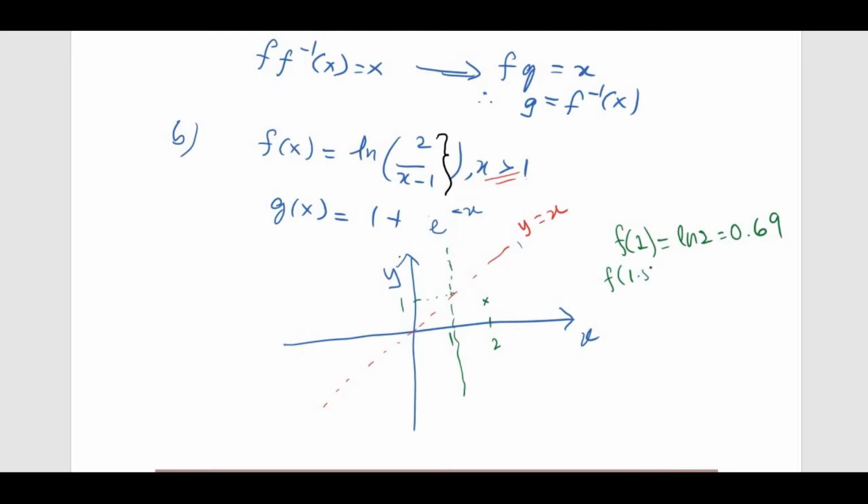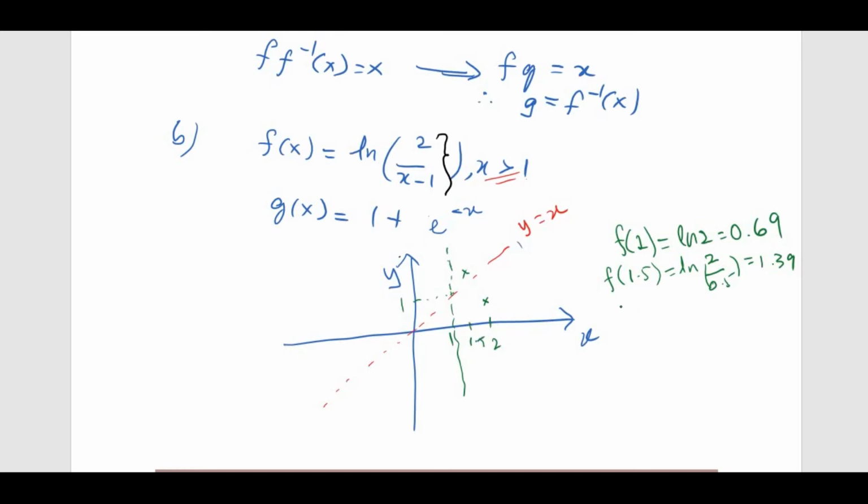Now, when you substitute x equal to 1.5, you get ln of 2 over 1.5 minus 1, which is 0.5. You can use your calculator to find the value: ln of 2 divided by 0.5. Then you'll get 1.39. So 1.39 should be above here. Let's say this is 1.5.